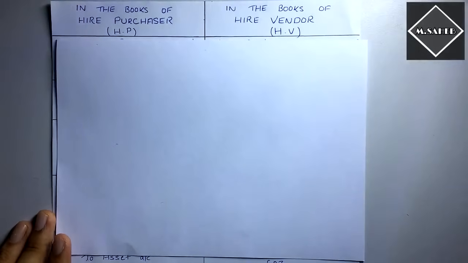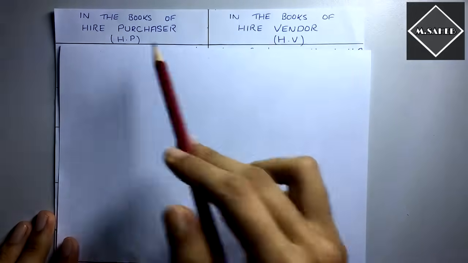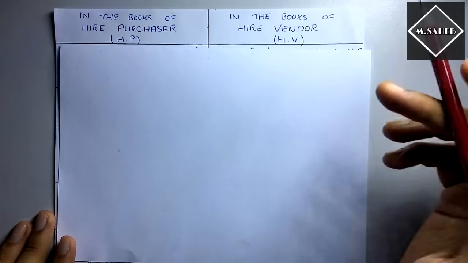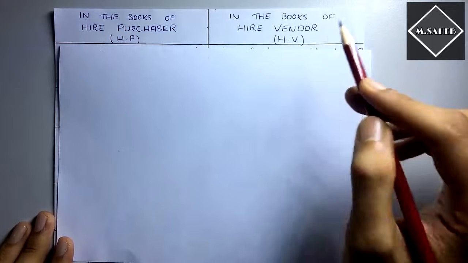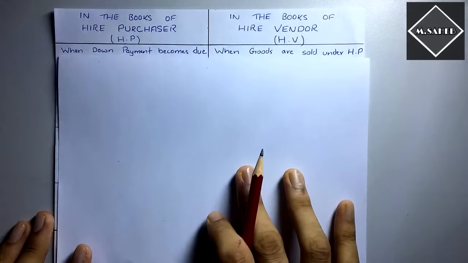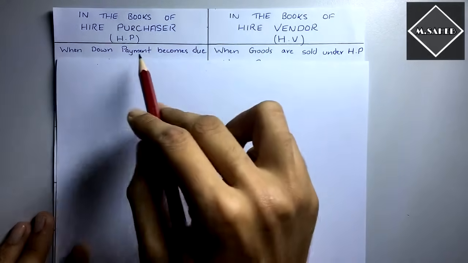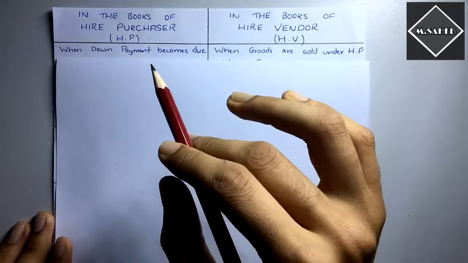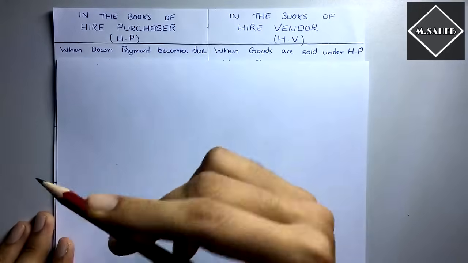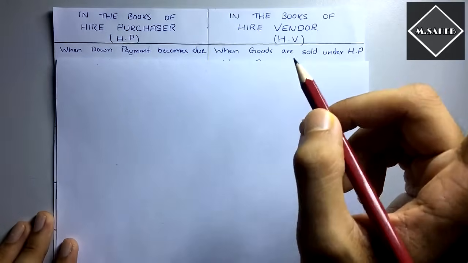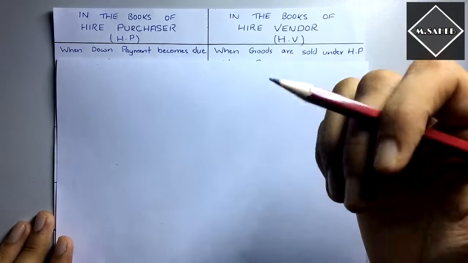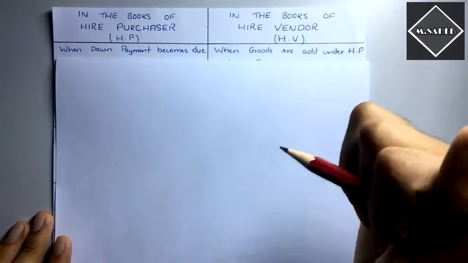Now I told you there are 2 parties in the hire purchase system. One is the hire purchaser, the one who purchases the assets on credit under the hire purchase system, and the person who sells the item under the hire purchase system, aka the hire vendor. Now let's see the first entry, when the down payment becomes due. The asset is being purchased on credit, but the down payment is the initial payment made while signing the agreement, right? So now the down payment has become due, the liability has arisen, and he's supposed to pay that, so there is a due entry.